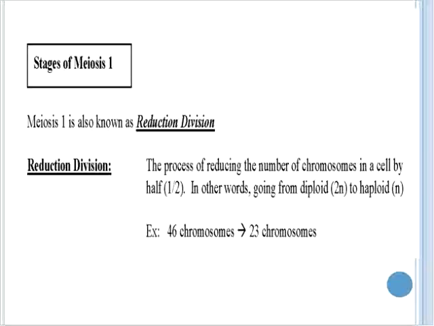Looking at Meiosis 1 first, Meiosis 1 is also known as reduction division. Reduction division is the process of reducing the number of chromosomes in a cell by 1/2. In short, going from the diploid state, 2n, to the haploid state, n. In the case of humans, every one of our body cells contains 46 chromosomes. After Meiosis 1, the cells that are produced contain 23.